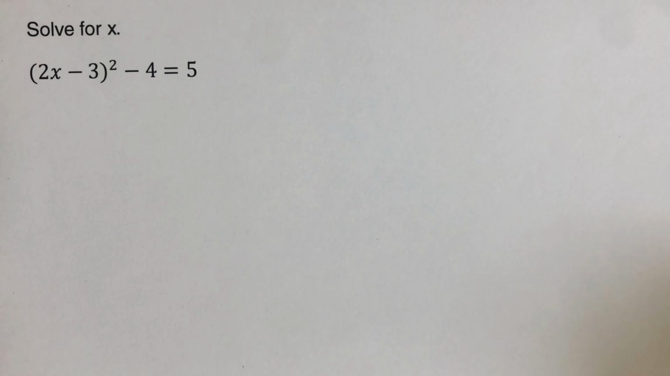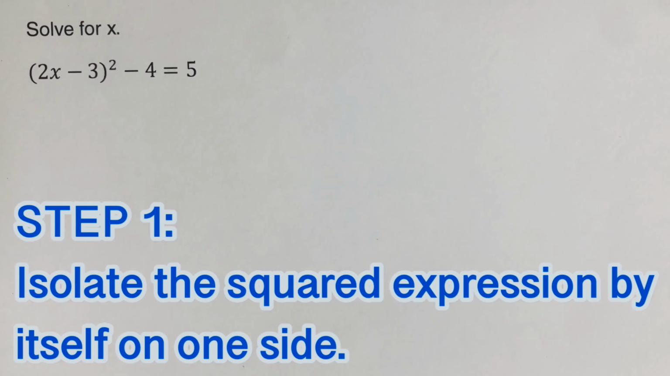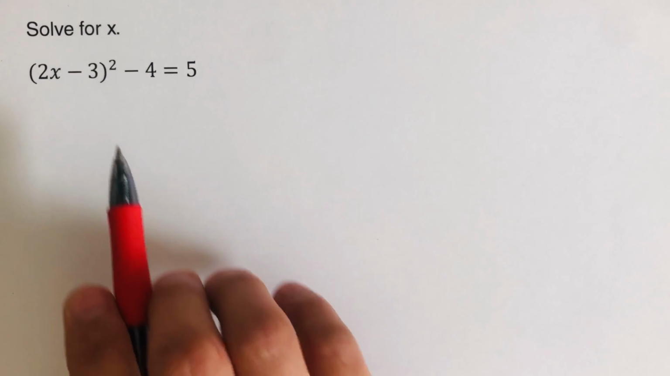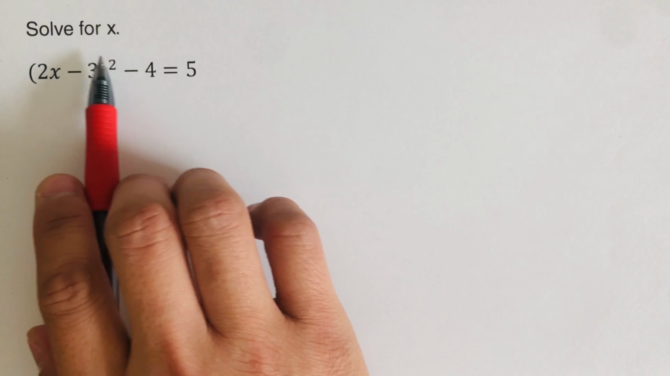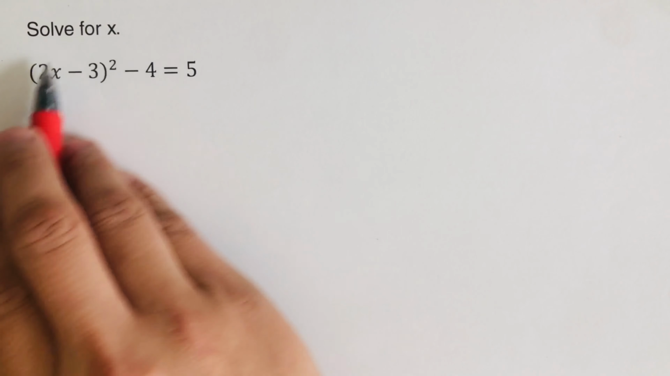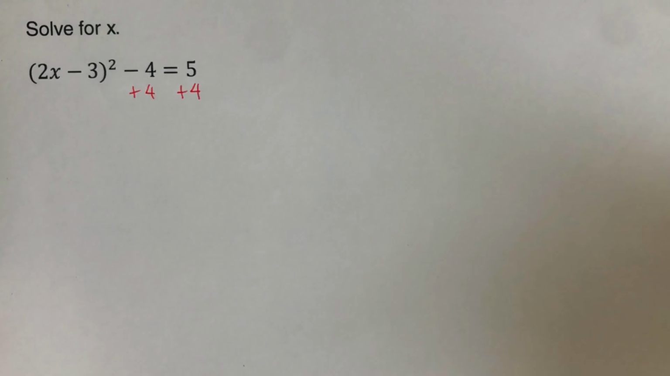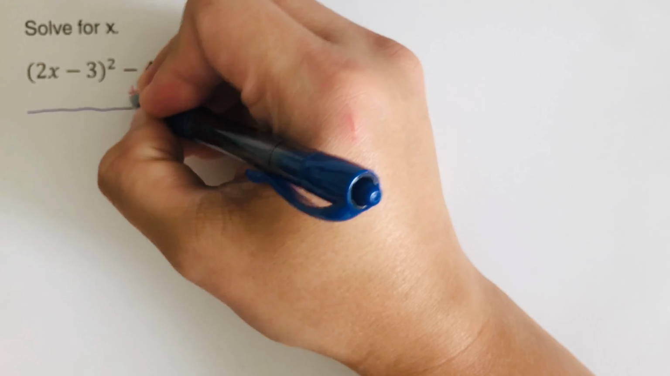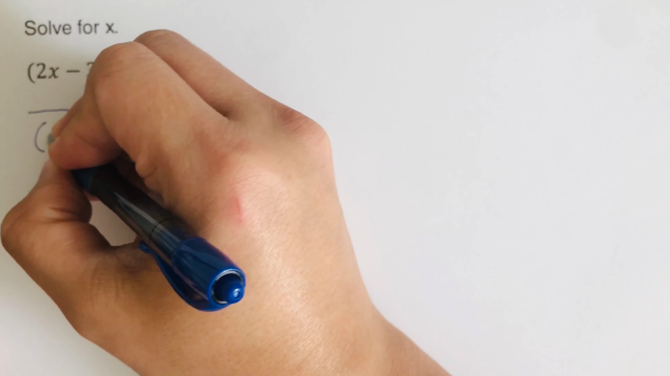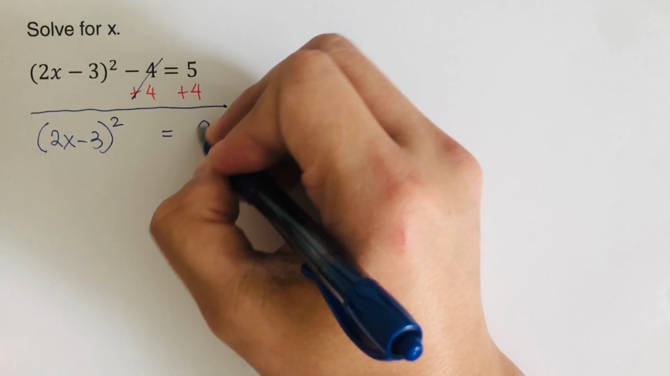Okay, so we go over the problem here. Again, the first step is to isolate the squared expression by itself on one side. And then, as you can see here, there is a negative 4 next to it, so it's not isolated by itself on one side. So what we are going to do is clear this left side up first. So that would be plus 4 to both sides, plus 4. So then we are left with, we can cross this out, 2x minus 3 squared is equal to 9.